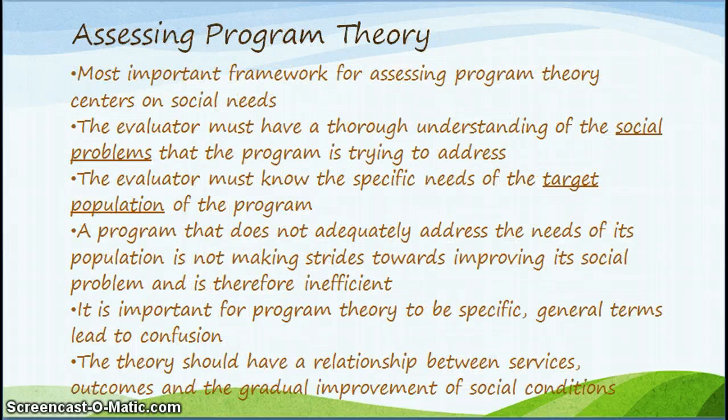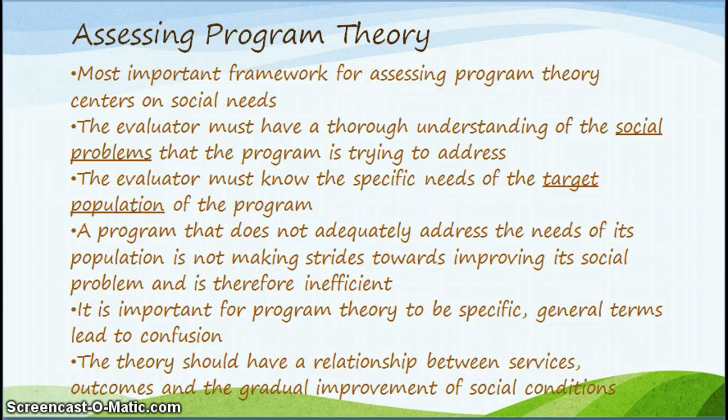So, assessing program theory. The most important framework for assessing program theory is centered around social justice, social need. The evaluator must have a thorough understanding first of the social problem that the program is trying to address. For example, in our case, battered women, right? The evaluator must know the specific needs of the target population of the program, so women being abused or who are at risk of being abused, maybe those who were abused in the past. A program that doesn't adequately address the needs of its population is obviously not making strides towards improving its social problem, and therefore it's inefficient.